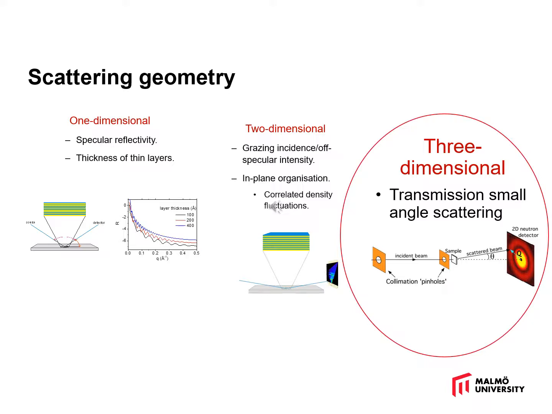But what I'm going to talk about in this lecture series is three-dimensional scattering, or transmission small angle scattering, which is simply a collimated beam of X-rays or neutrons or light interacting with a sample and measuring the angular dependence of the scattered beam after the sample. It's really quite conceptually easy.